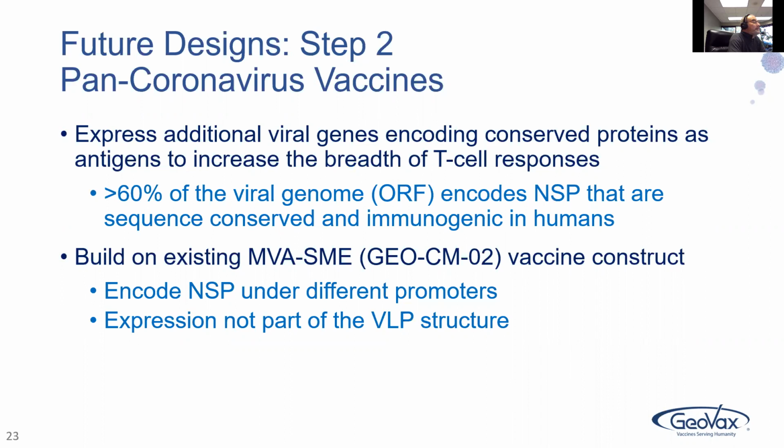So the way that we can build on these for the future is to use the existing CMO2 vaccine, which encodes the S, M, and E proteins, with S being the antibody target, M and E being highly conserved T cell targets, but encode these non-structural or open reading frame proteins under different promoters. They don't have to be part of the VLP. So this is the next step as we move forward. And again, the goal is to induce T cell responses that are not impacted by the continual evolution of the more variable S protein.